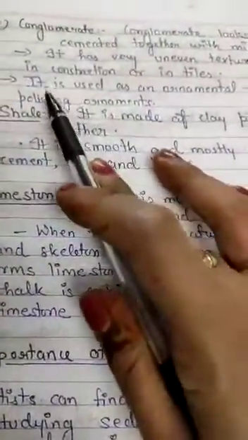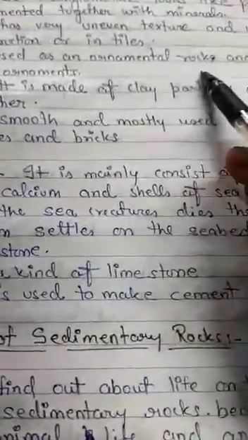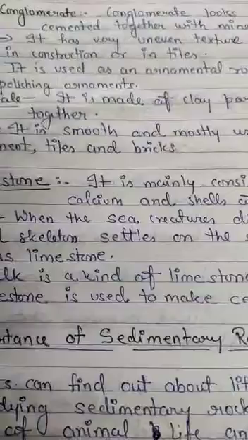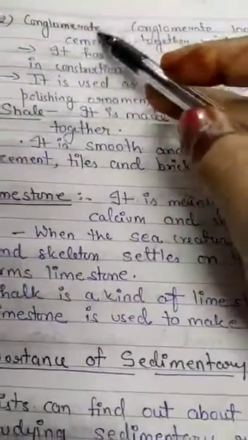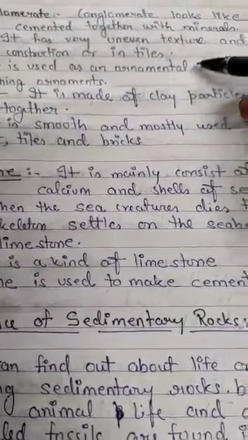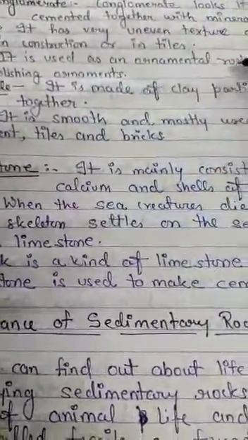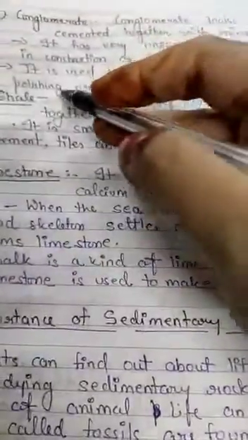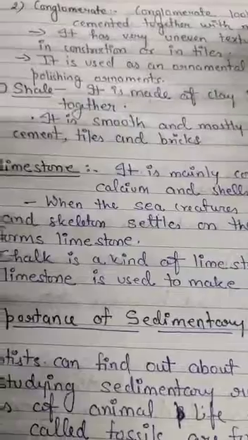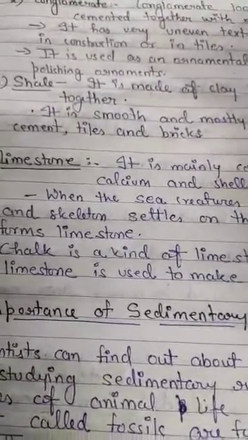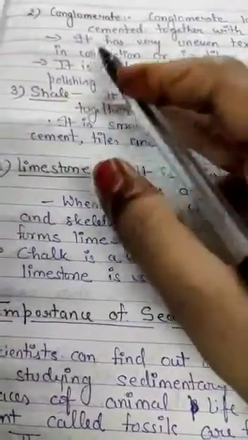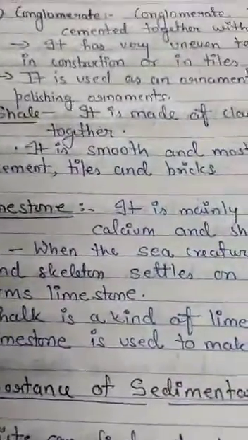Now, it is used as an ornamental rock and for polishing ornaments. Conglomerate is also called an ornamental rock. Ornament, I hope you know, is jewelry. So it is used as an ornamental rock and for polishing the ornaments. To polish means to give brightness to the jewelry. So this rock is also used to polish the ornaments.